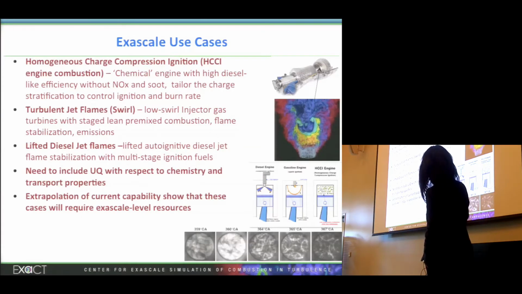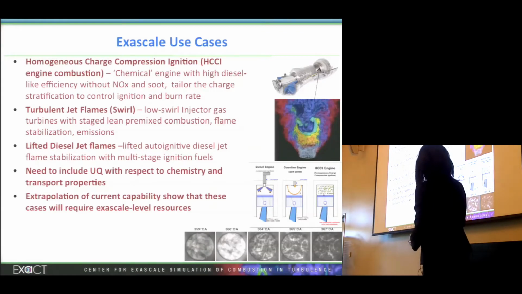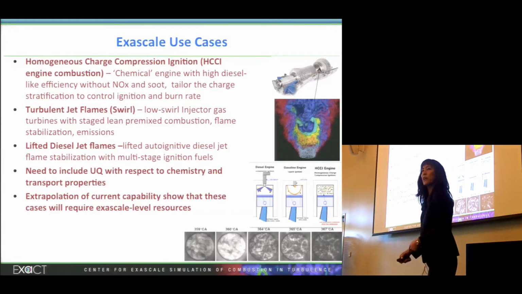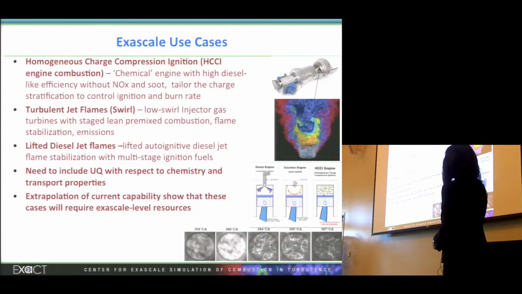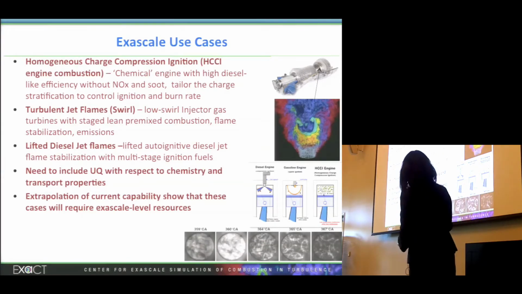In essence, it's a chemical engine. It doesn't have a spark to tell you when to start combustion. It doesn't have a direct injector, but it relies on the movement of the piston in some kind of isentropic compression process to bring it to the point where you can self-ignite through auto-ignition. That controls the timing. But the challenge here is how to tailor the charge, the fuel-air mixing together with EGR, exhaust gas recirculation in the cylinder, in order to get the proper burn rate so that you don't end up driving a very noisy engine that has a very high pressure rise rate. Controlling ignition and burn rate is the holy grail of that problem.